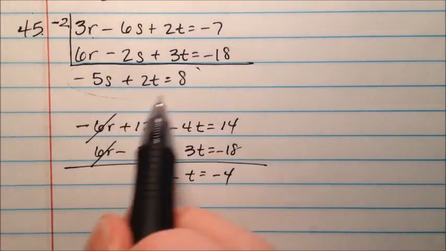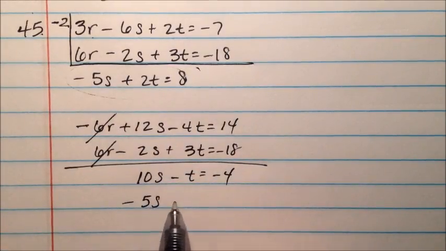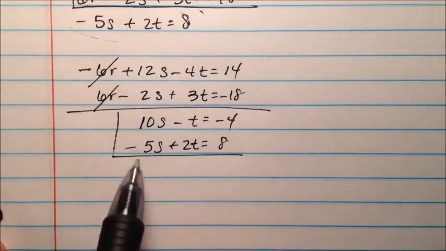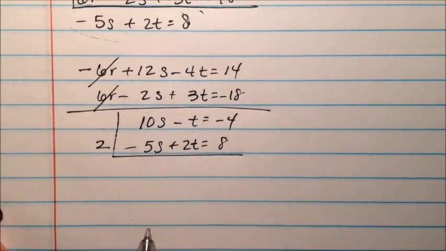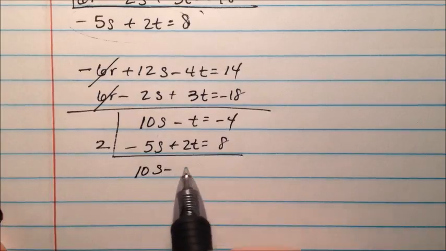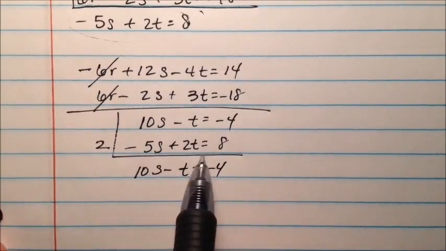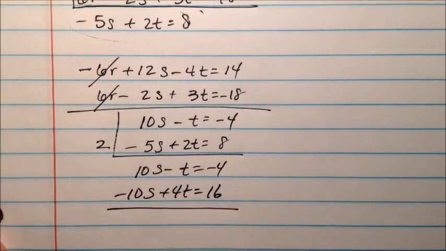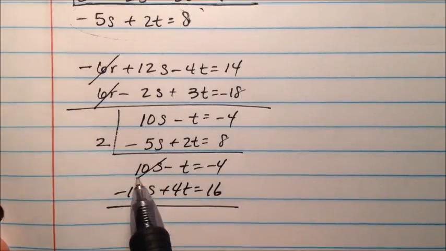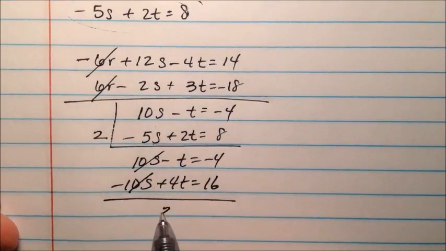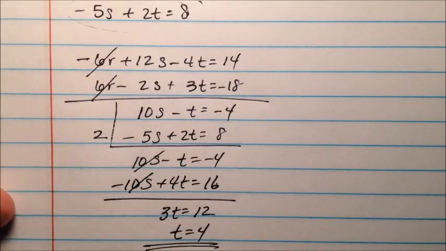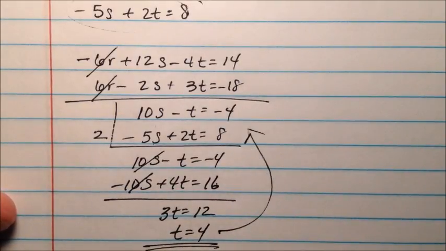Now I'm going to take this equation and write it below here. So -5s + 2t = 8. And I notice my s's, if I multiply this one by a 2, would be helpful here. So copy down the first equation, and now distribute a 2 through the second equation. Okay, so when I have this, my s's cancel, and I'm going to have 3t equals 16 minus 4, which is 12. So t = 4.